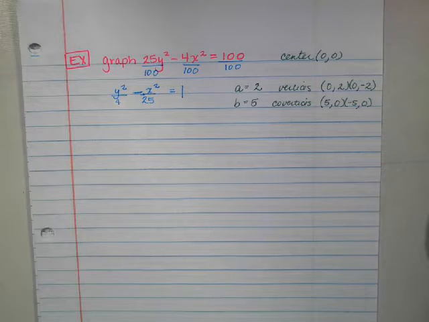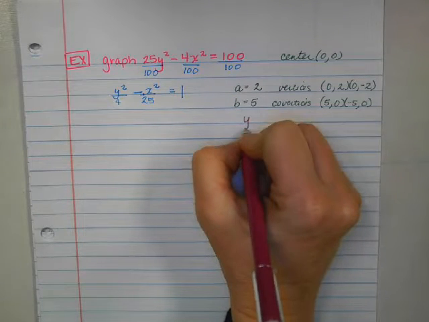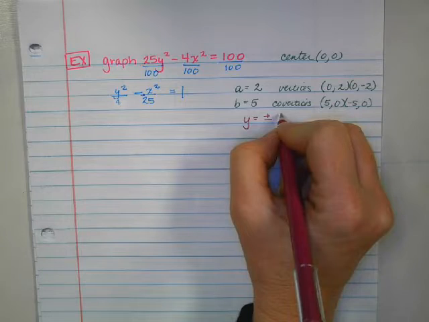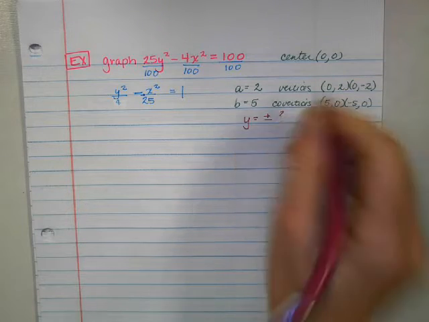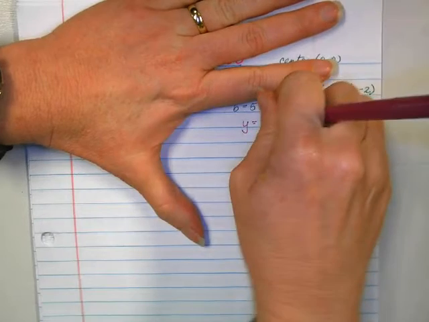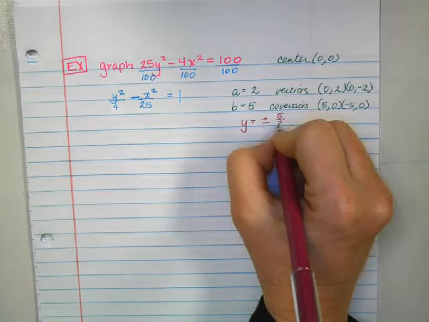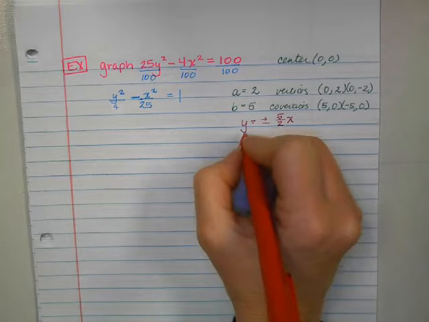So, yeah, let's do the equations of our asymptotes. Y equals positive or negative 5 over 2 X. Then the foci points.